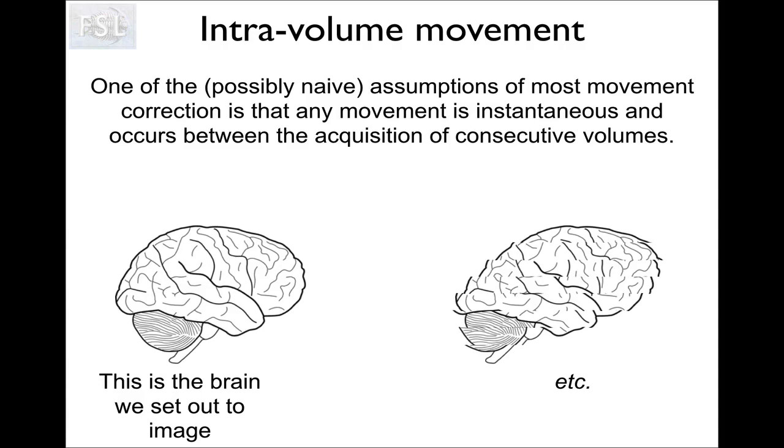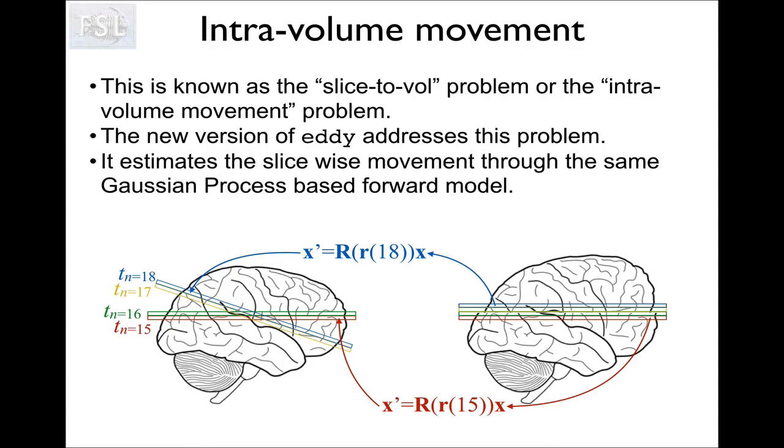Right, this might seem like a difficult problem to solve. And it is and it isn't. Figuring out the movements is not really that hard. The reason is that what we have inside Eddy is a Gaussian process-based forward model. So if you remember, we can make predictions for a given volume for all the slices. So we can predict exactly what this brain should look like.